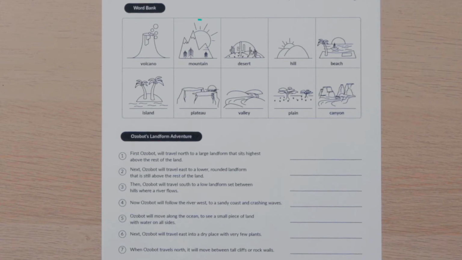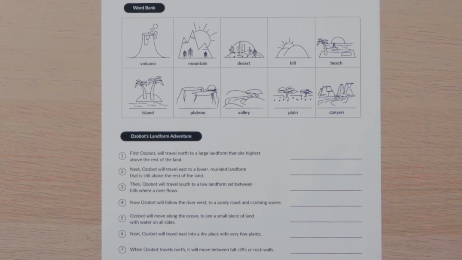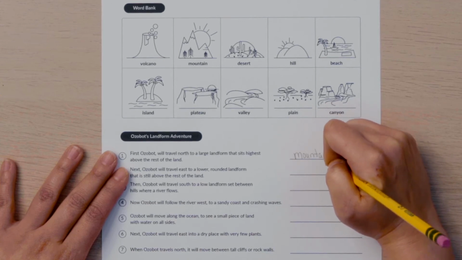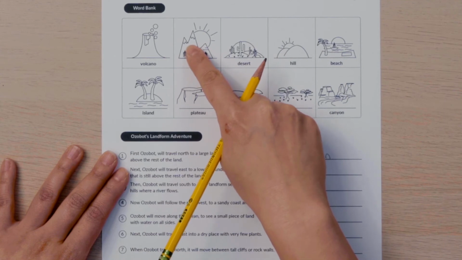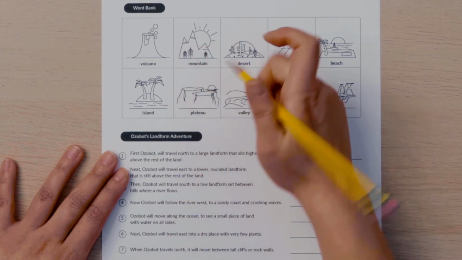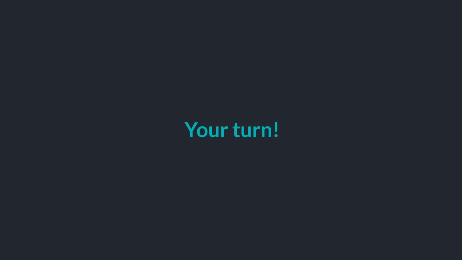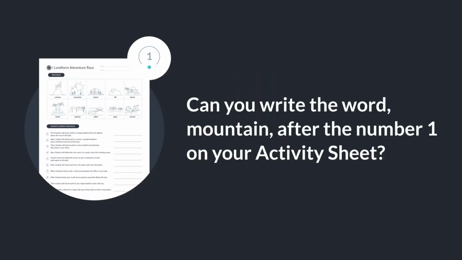I think this landform is a mountain. I will write the word mountain on the line after number 1 to note that this will be the first landform Ozobot visits. I will also put an X through the mountain in the word bank since a landform will not be used more than once. Can you write the word mountain after number 1 on your activity sheet?